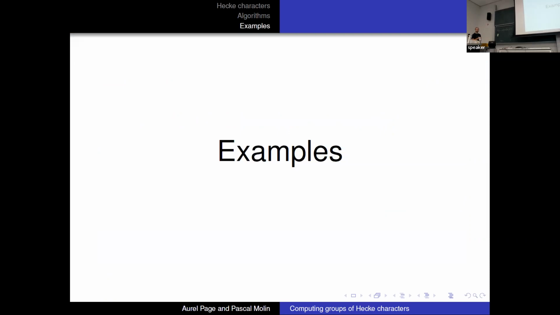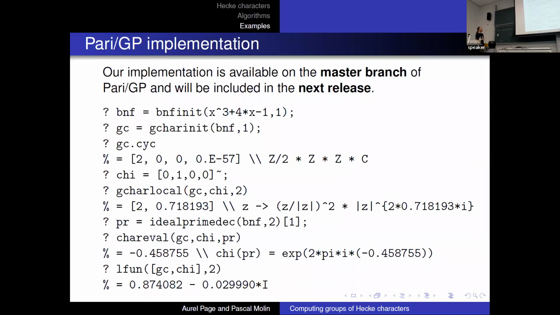Okay, let me give you a bunch of examples of what we can do, I mean, of our implementation and what we can do with it. So it's a Pari GP implementation, it's on the master branch, and it will be available in the next release. The interface might change a bit, but this will tell you basically how it works. So this just computes the class group and units of this number field. I should say that here it's computing only under GRH, but you can also remove GRH if you want.